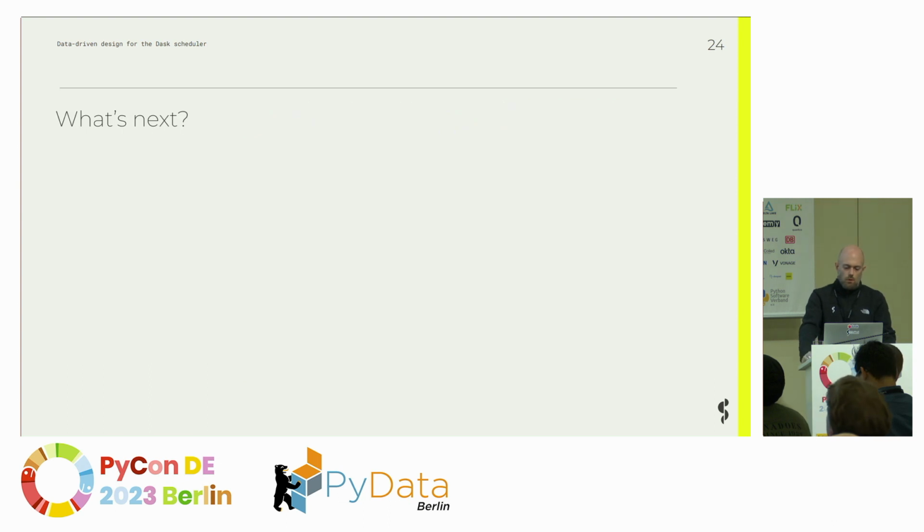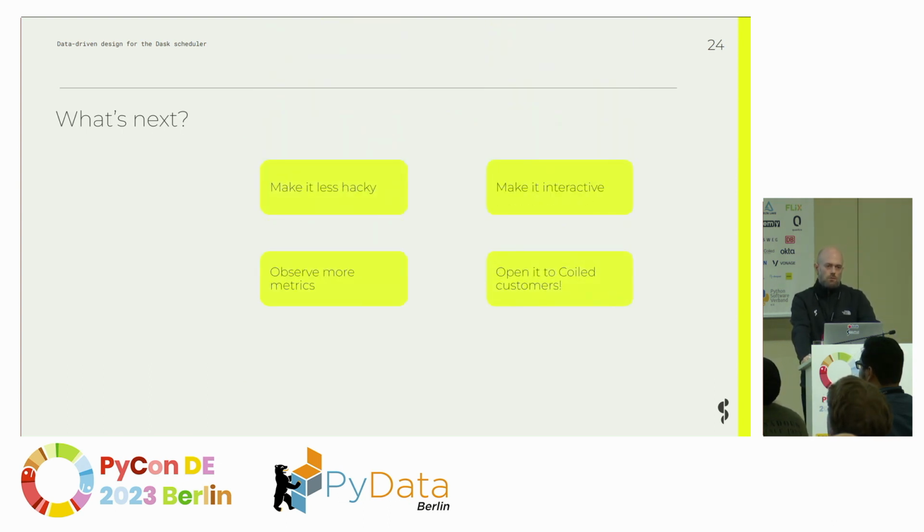So, where are we going from here? First of all, we need to polish it. This is something that is amazing for internal use. It's not quite yet something we would like to offer to customers because it's a bit hacky at the moment. We want to make it smoother, cleaner, polish it up. And we would also like to expose more metrics to it.